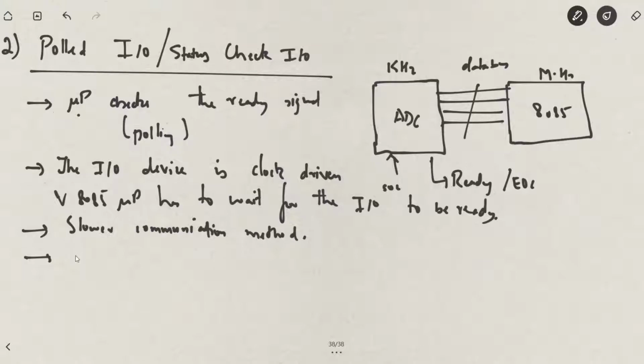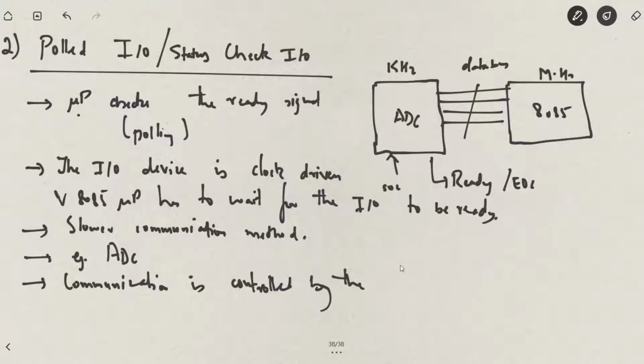So there will be clock driven peripherals, and an example of a clock driven I/O device is the ADC that we have shown here, an analog to digital converter. It is a clock driven device. As far as the communication is concerned, communication is controlled by the program.